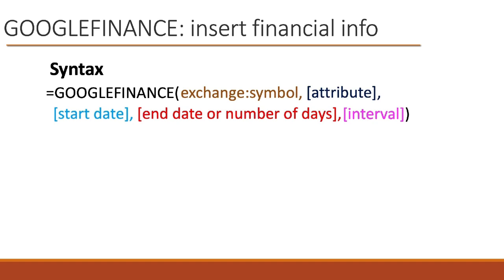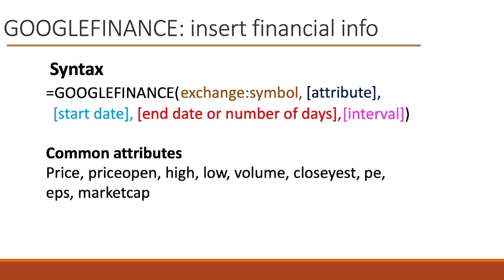So we were talking about the attribute argument. So here are some common attributes that you can put in that part of the function. You could put in, let's say, the price. Maybe you want the price of a particular share. Maybe you want the opening price. And typical things like high, low, volume. Close yes is the close of yesterday or the most recent trading day. Then you could put in, if you want, the PE ratio, earnings per share, and the market cap. There are others, but these are the most common ones that anyone would want. So now we could go and do a few examples.